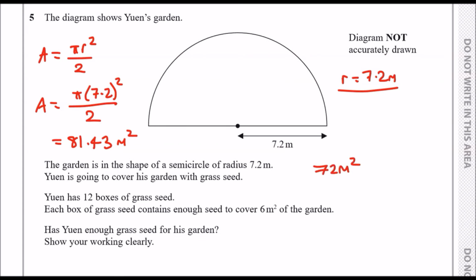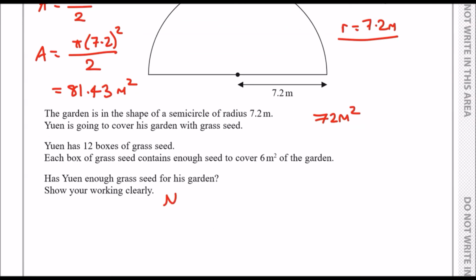So he could only cover 72 meters squared. Now, the question asked if this is enough. Well, it's actually not enough because he needs 81. So the answer would just be no, because 72 is way less than 81.43.